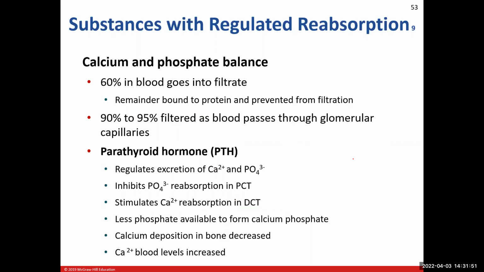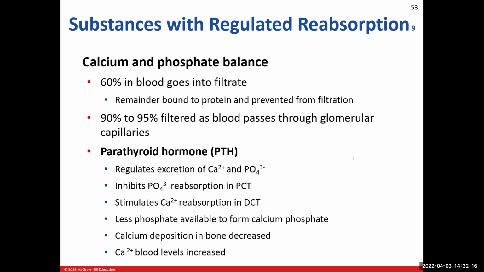All right, a couple other things. How about calcium and phosphate? Keep in mind, our kidneys are the filtering system. Our urine is the dump site if we have too much of whatever. So during the filtration process of our blood, about 60% of calcium and phosphate are going to be dumped into the tubular fluid there.